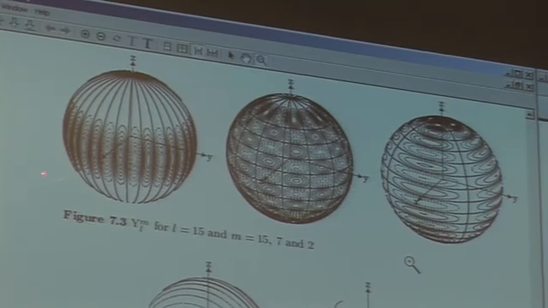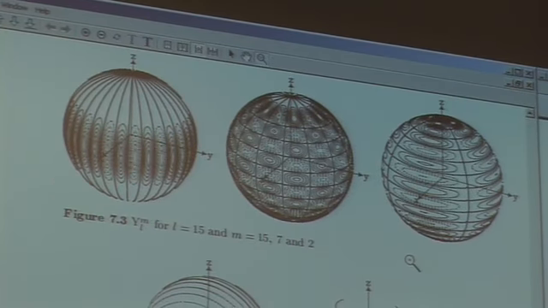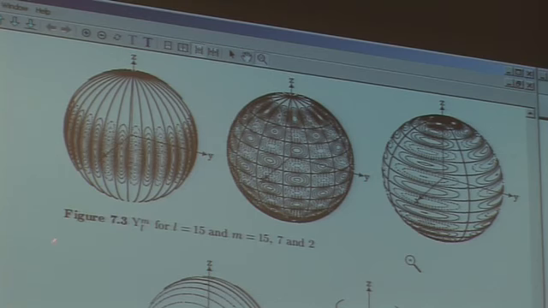So the real part is a real number on the sphere, and what's being plotted here are contours of constant value of this real number on the sphere. So you have to imagine that these are pictures of spheres. What we see here is that dotted contours mean negative values of the real part, and full contours mean positive values of the real part.